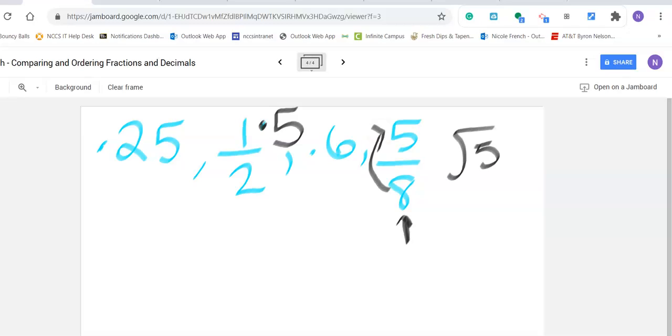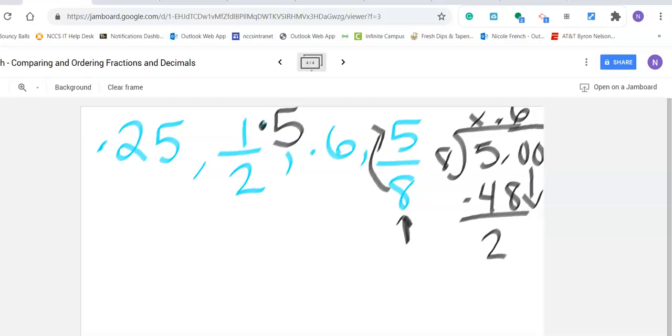5 divided by 8. I give myself my decimal and my zeros. 8 can't go into 5, it goes into 50 6 times, 48, with 2 left over, and I bring down my 0. 8 goes into 20 twice, with 4, and I bring down another 0, and that is 0.625.